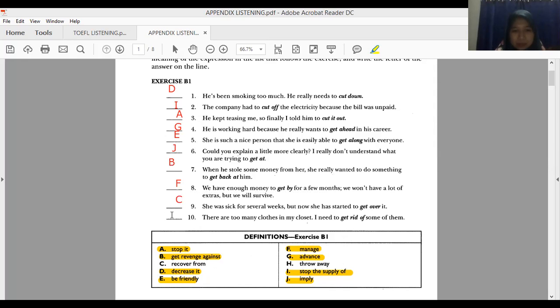See, and the last one is, there are too many clothes in my closet. I need to get rid of them. Get rid of him. Biasanya kalau di film-film yang gangsta itu get rid of him, singkirkan dia. Get rid, throw away. Yeah. Looks, there are about 2 and 3 phrasal verbs.